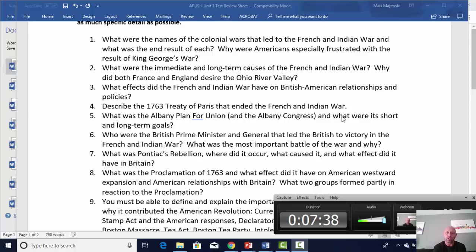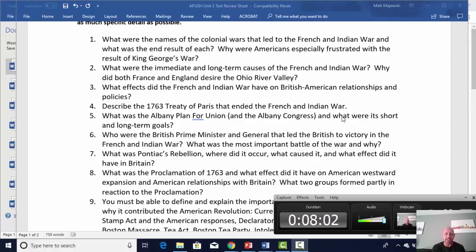What effect did it have in Britain? Well, of course, it led to great concern in Britain. Remember, Britain's already in debt after the French and Indian War, and then this breaks out, and they're forced to send troops and borrow more money to put this rebellion down. There's a belief that American expansion is causing this, and it's not in the best interest of the English government to let it go on. That leads us to number 8.